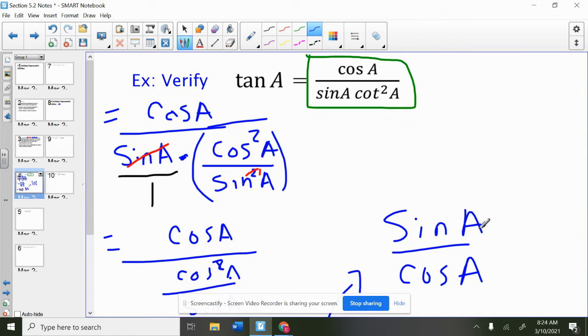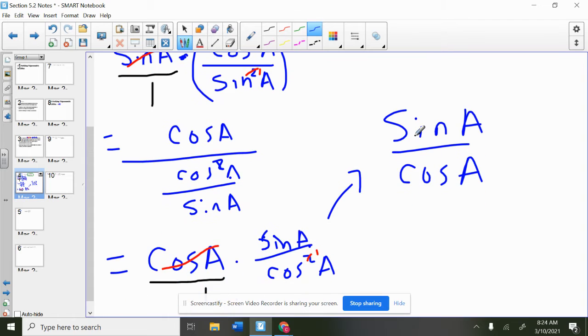Now again, what am I trying to find? Remember how we talked about, you start with the more complicated side and you're not done until you get to the other side. I'm done when I get to tangent. So I'm still not done here. But we know quotient identity tells us that sine over cosine is tangent. So I know I'm done now. Then I verified it. I confirmed it. I broke it down until I got to the other side.